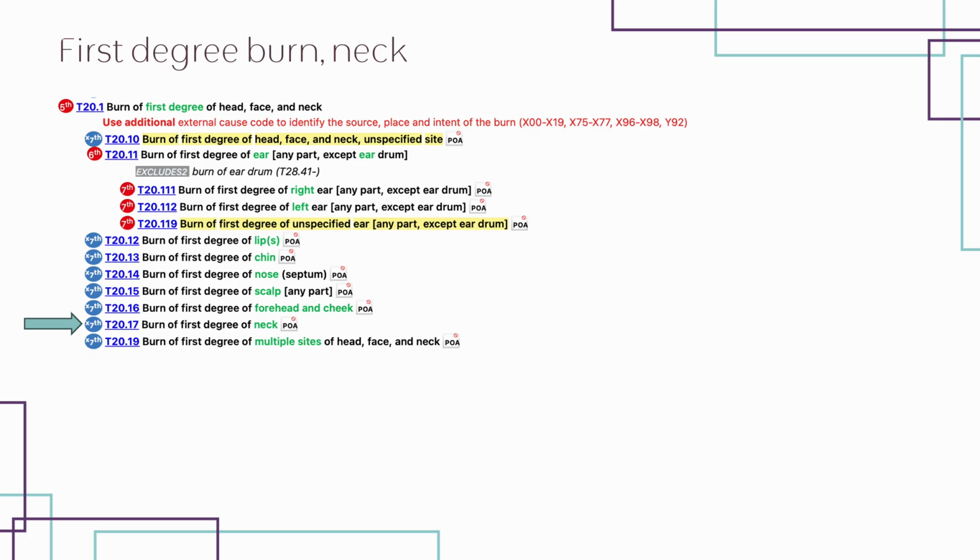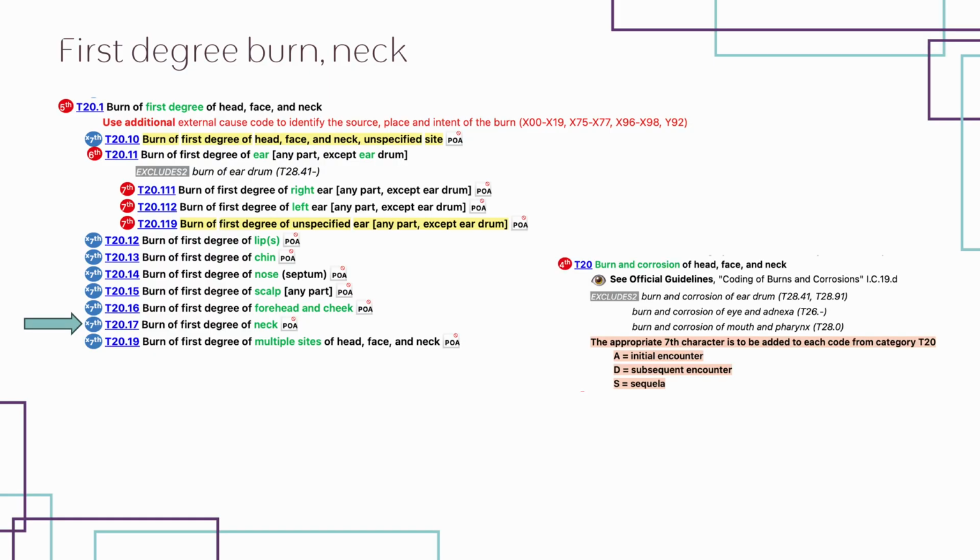Next, we need to find our applicable seventh character. We don't see the list at the subcategory level, so let's go back to our category T20. And once again, we are actively treating the burn, so we will use 7th character A for the initial encounter. Our code is T20.17XA. For this code, we need to use the placeholder X since T20.17 is only 5 characters, and that 7th character must be in the 7th position.